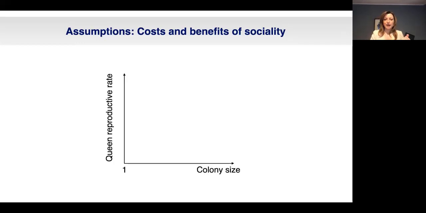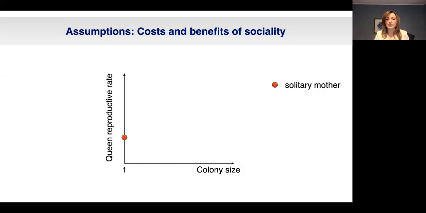So the rationale is the same. In the interest of time, I'll just focus on the reproductive rate. On the y-axis, we have the queen reproductive rate. And on the x-axis, I'm going to increase the group size. In red, I'm going to show the solitary mother. She would have been somewhere on this y-axis. Doesn't matter where, we are going to do things relative to that dot.